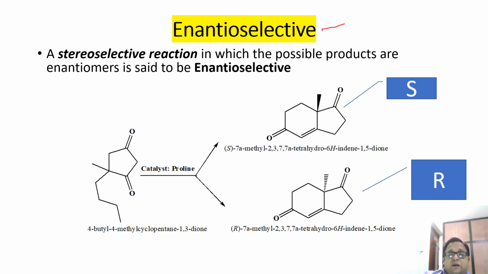Enantioselective reactions are stereoselective reactions in which the possible products are enantiomers, and this type of reaction is called enantioselective. Now see this example. One product is S, another product is R. So both are enantiomers of each other, and that type of reaction is called enantioselective.